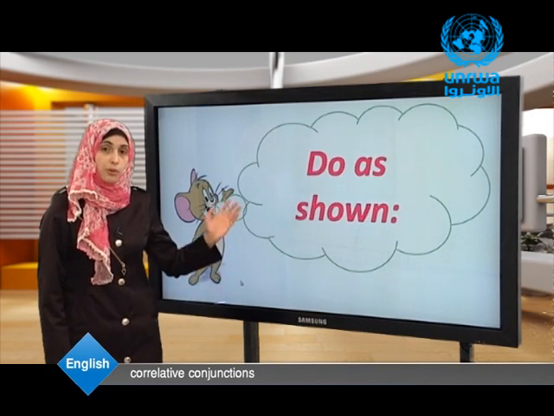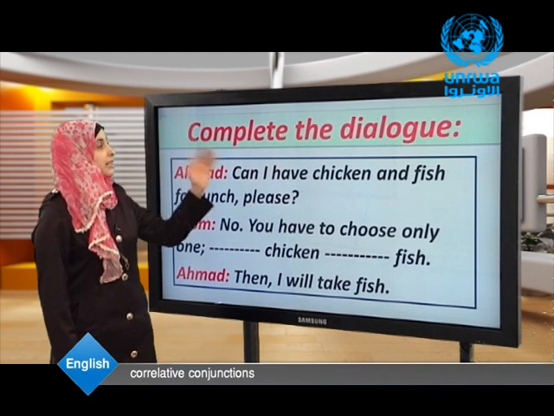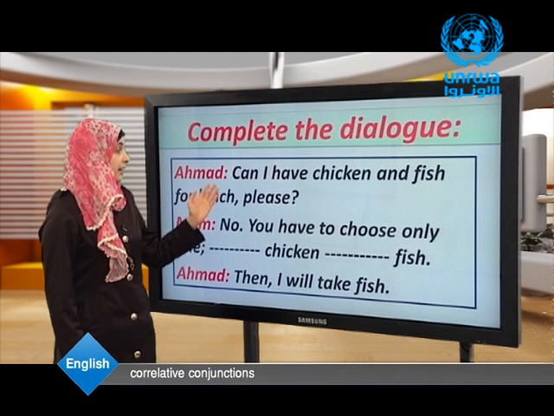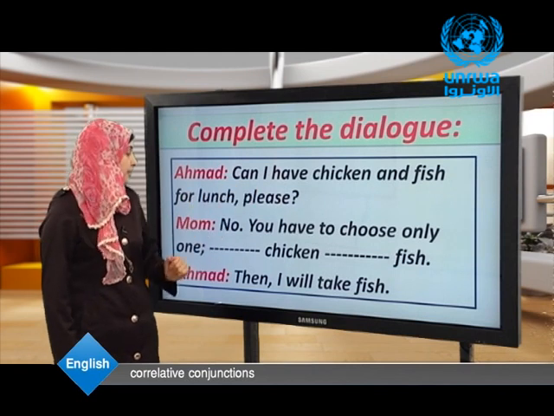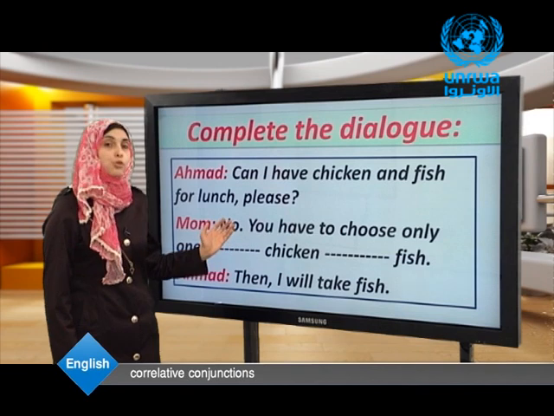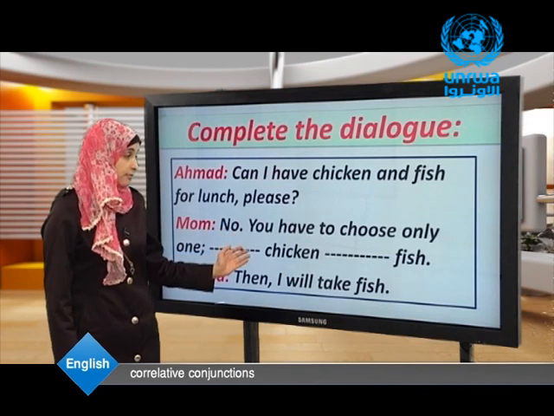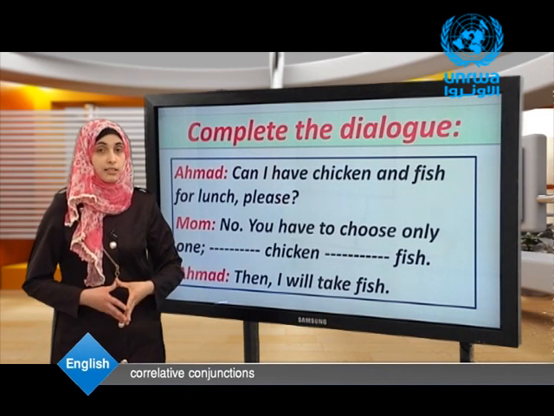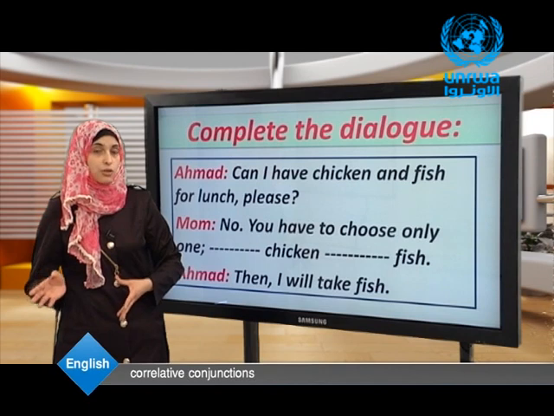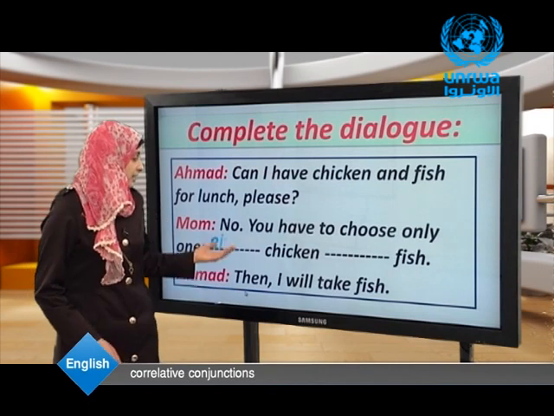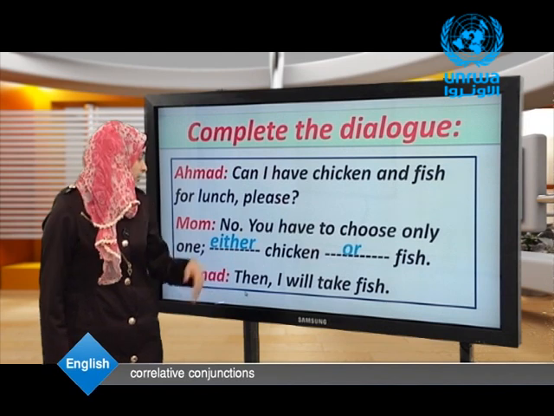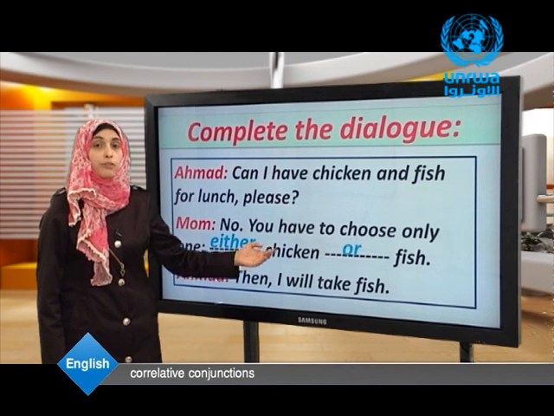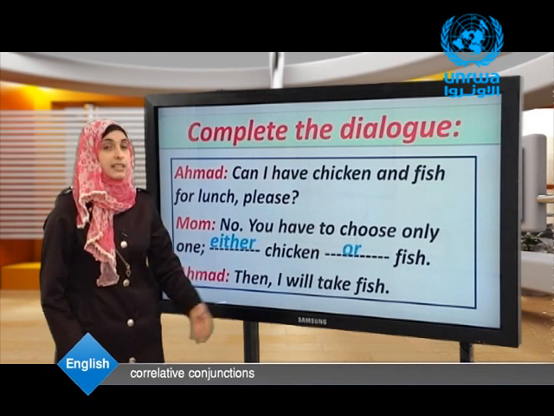Do as shown. Complete the dialogue. We have a dialogue and you have to complete it. Ahmed, can I have chicken and fish for lunch, please? Mom, no. You have to choose only one. Chicken, fish. Look here. You have to choose. This is a choice. So we shall use both and or either or. Great, it's either or. So no, you have to choose only one. Either chicken or fish. Ahmed, then I will take fish.